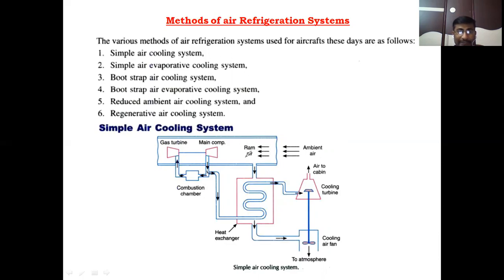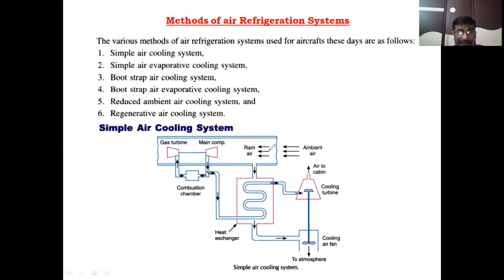Ram air means after ramming action, the air velocity is suddenly reduced to 0. Before entering the aircraft, the air velocity is high, equal to the aircraft velocity. After entering the aircraft, the air velocity is reduced to 0. This kinetic energy is converted into pressure energy at the front of the aircraft in the diffuser. This conversion of kinetic energy into pressure energy is called the ramming action. The air after entering the aircraft is called the ram air. Clear, students? The pressure of ram air is high when compared to the ambient air entering the aircraft.